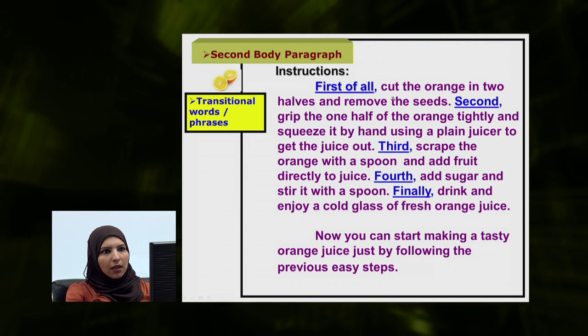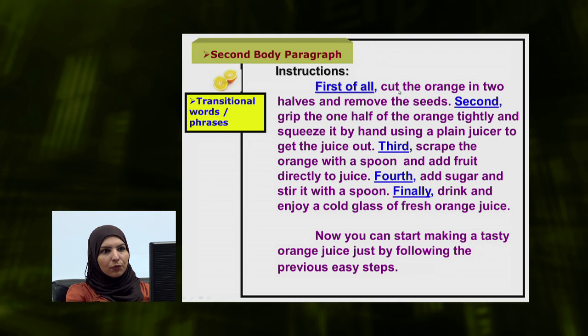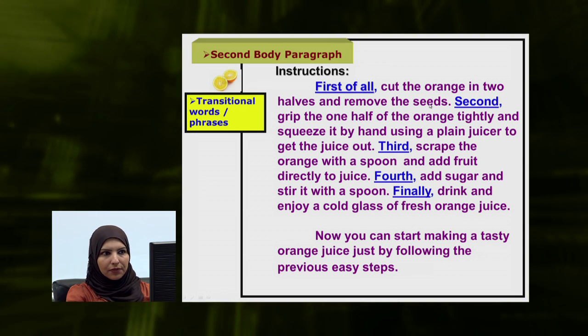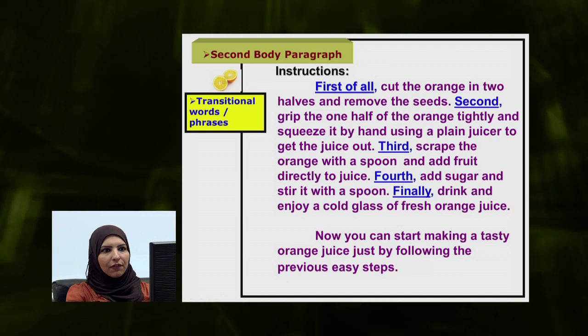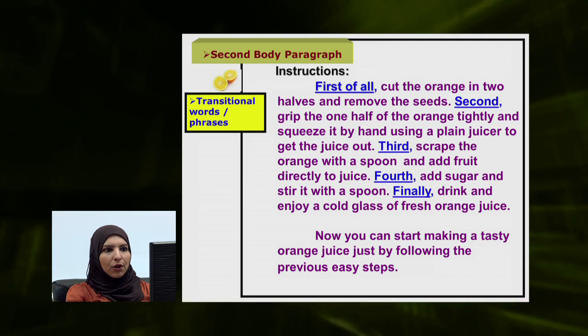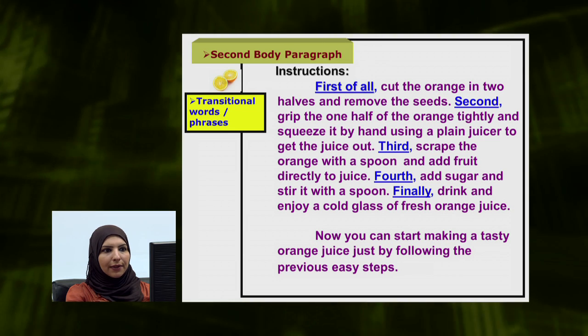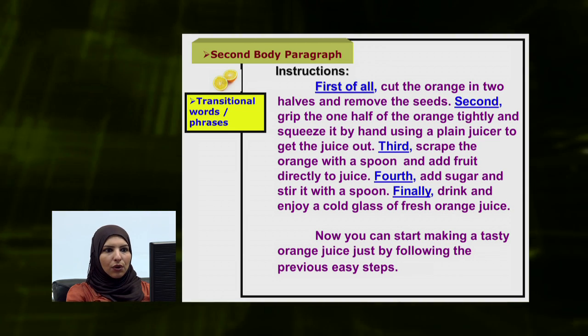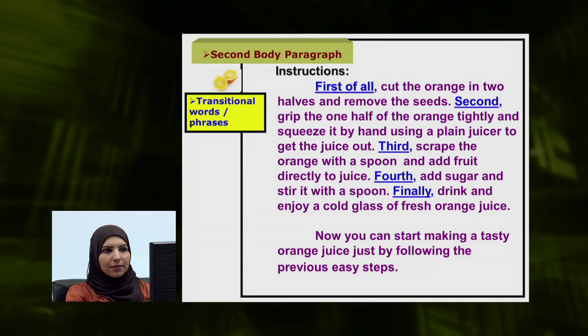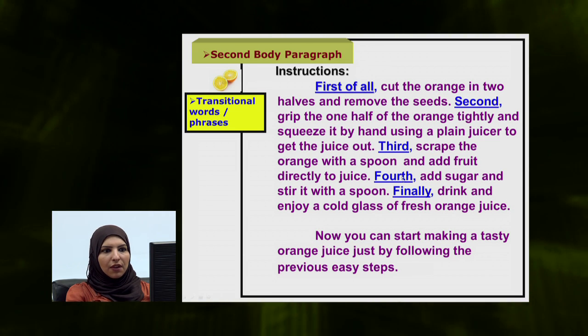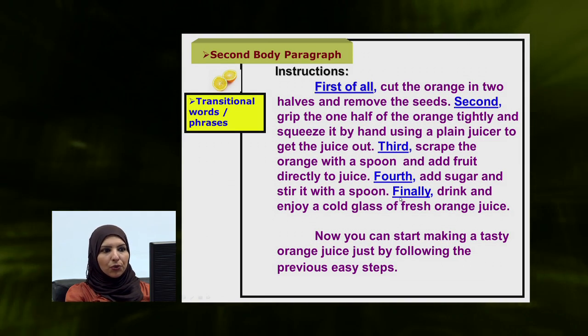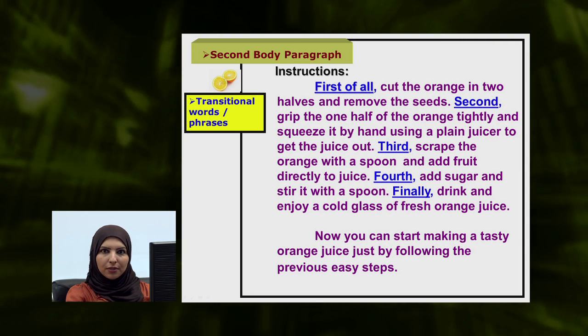First of all, cut the orange into halves and remove the seeds. Second, grip the half of the orange tightly and squeeze it by hand using a plain juicer to get the juice out. Third, scrape the orange with a spoon and add fruit directly to juice. Fourth, add sugar and stir it with a spoon. Finally, drink and enjoy a cold glass of fresh orange juice.